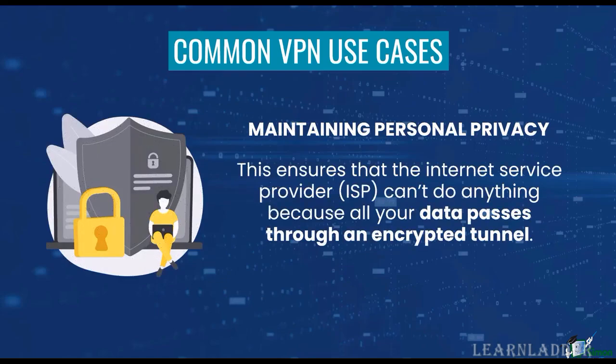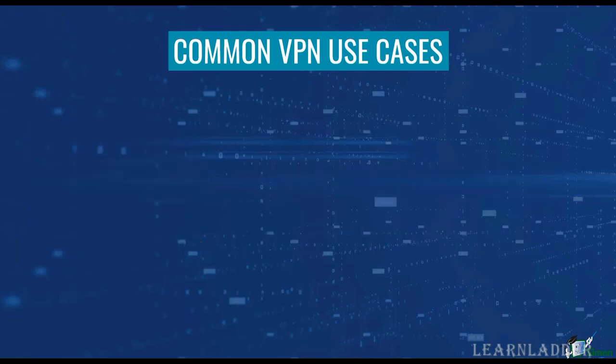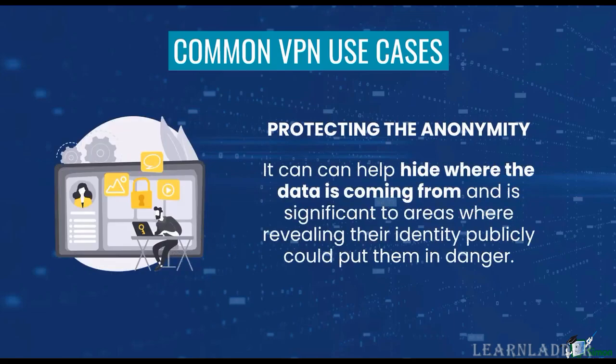Another common use of VPNs is maintaining personal privacy. For example, if you've got an internet connection, that internet connection goes through your internet service provider, ISP, so your activity may not be private. Using a VPN ensures your activity remains private since your data passes through this encrypted tunnel. VPNs can also hide where your data is coming from. VPNs are also commonly used to protect the anonymity of journalists, activists, and others in areas where revealing their identity to the public could put them in danger.